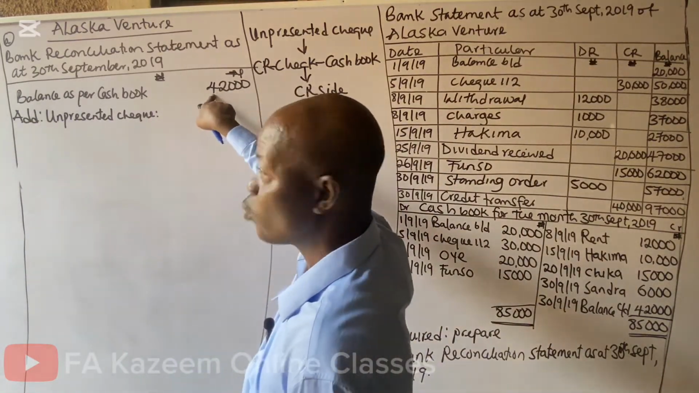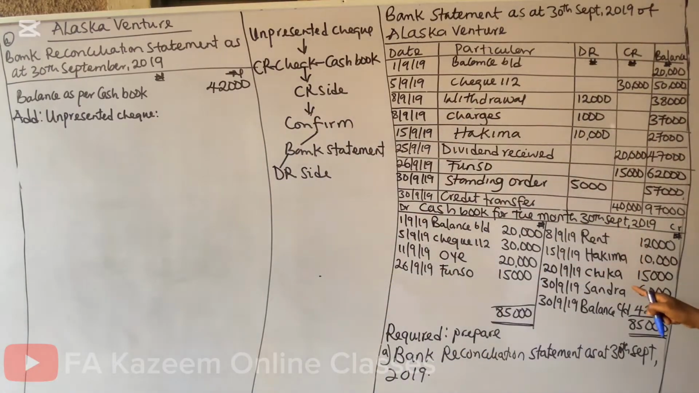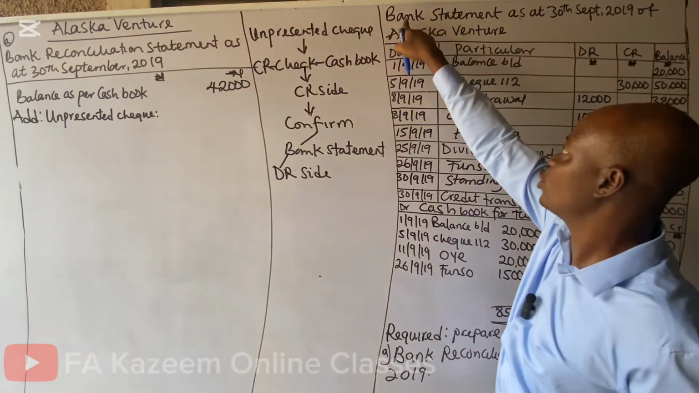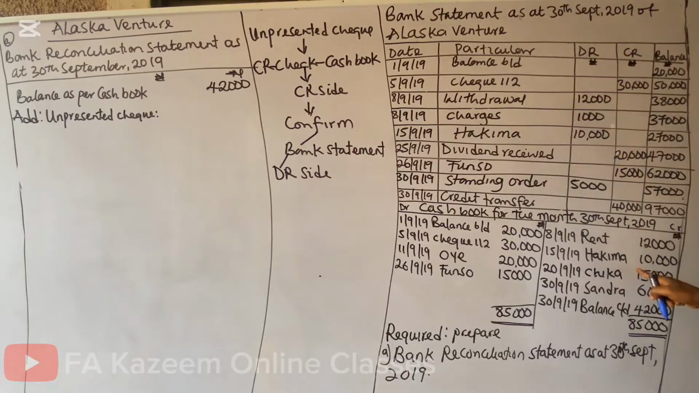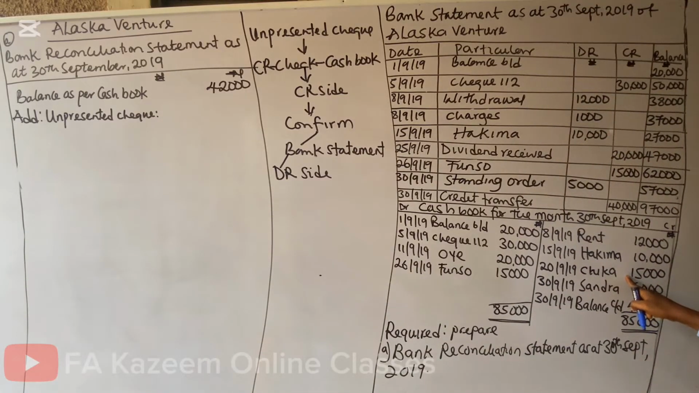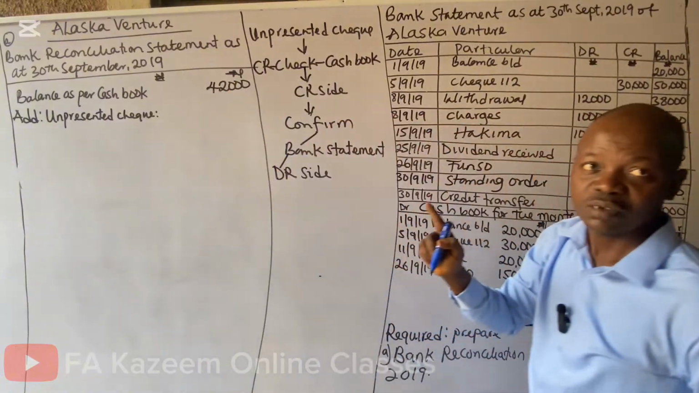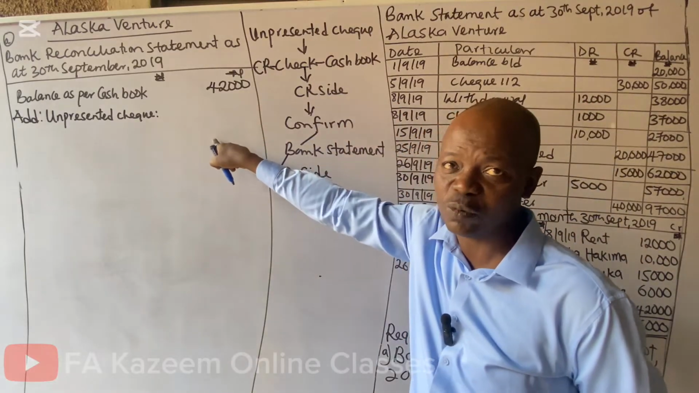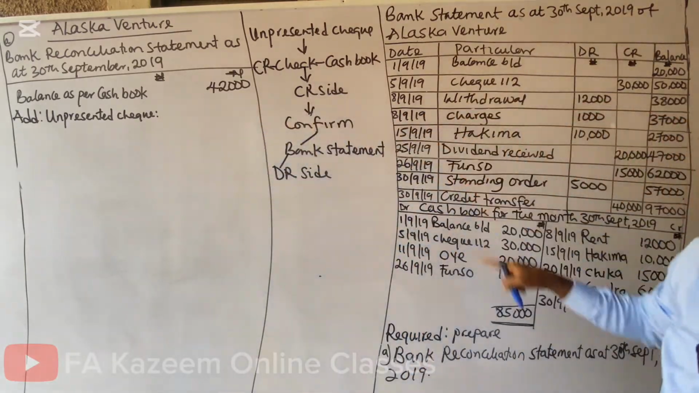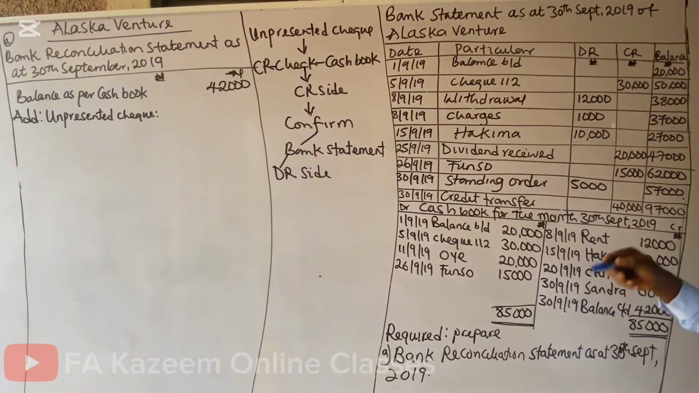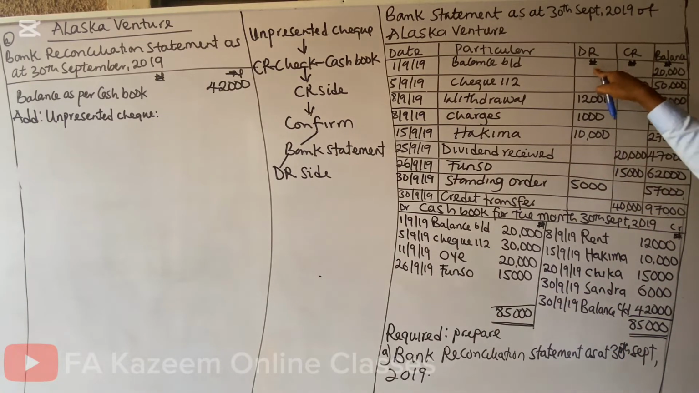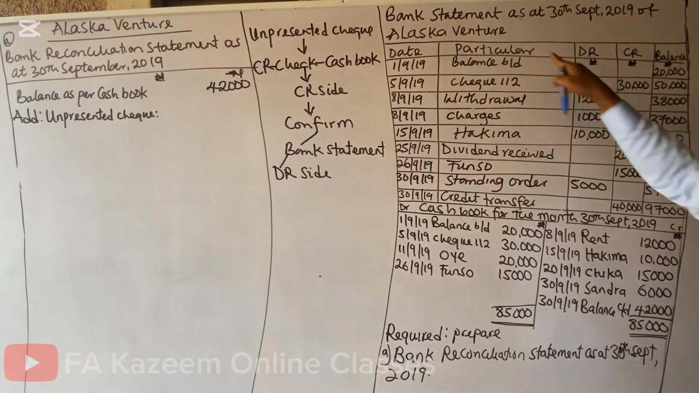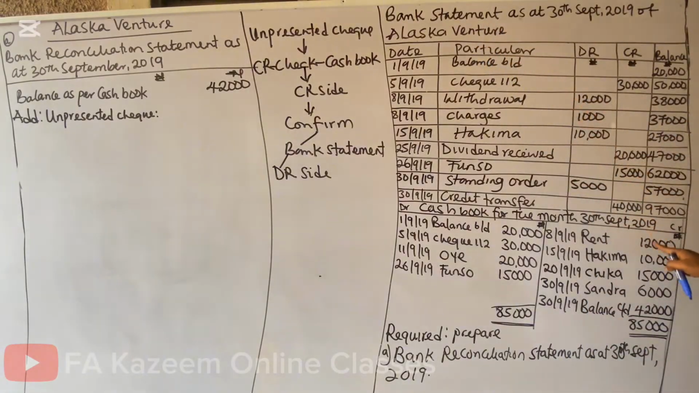Because this balance here, we arrive at 42 after deducting all this credit side, expecting the bank also to deduct. Once the bank did not deduct in the bank statement and you have deducted in your cash book, this balance is wrong because no money has been deducted in the bank. What do you do? You add back all those monies that have not been deducted. The reason is that those people you gave such checks to have not presented them to the bank. The bank is not aware of such checks. That's why it was not recorded in their bank statement, but it has been deducted in the cash book.